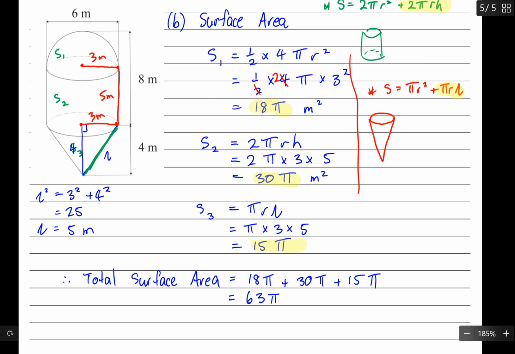Okay, we wanted it to 1 decimal place. If you type that in your calculator, you get 197.920 something or other. So I'm going to write that as 197.9 meters squared, correct to 1 decimal place. All right, so that's pretty much it.